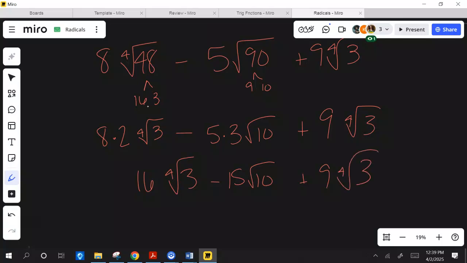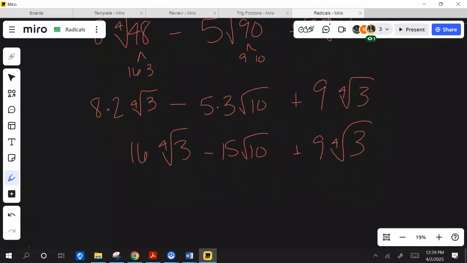But that's not all because I have 2 what? Which ones are like? 25, 4 square root 3. Minus 15.